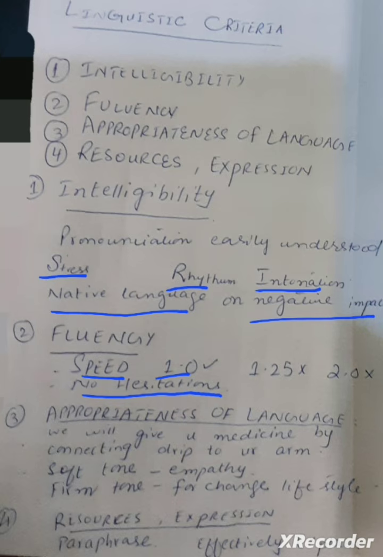And then there is the appropriateness of language. And first, you must not use medical jargon. And if you are explaining something to your patient, for example, if you are going to give the eclampsia drug to the patient, you will say that we will connect the drip to your arm, and we will provide you medicine.